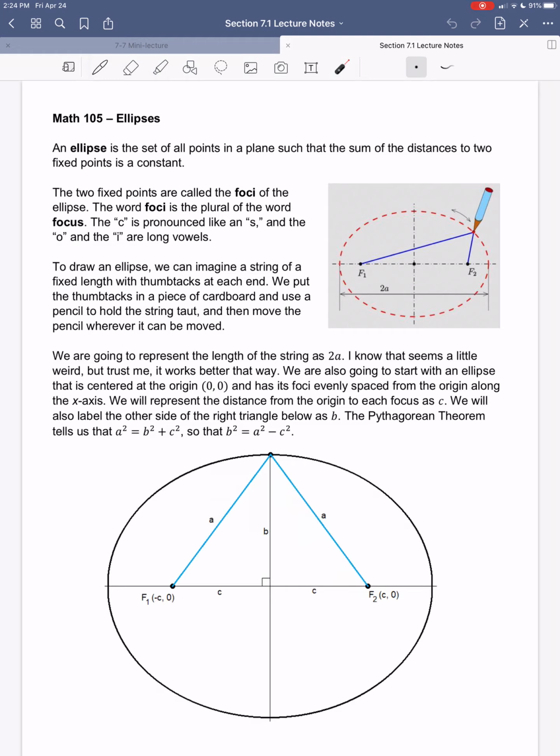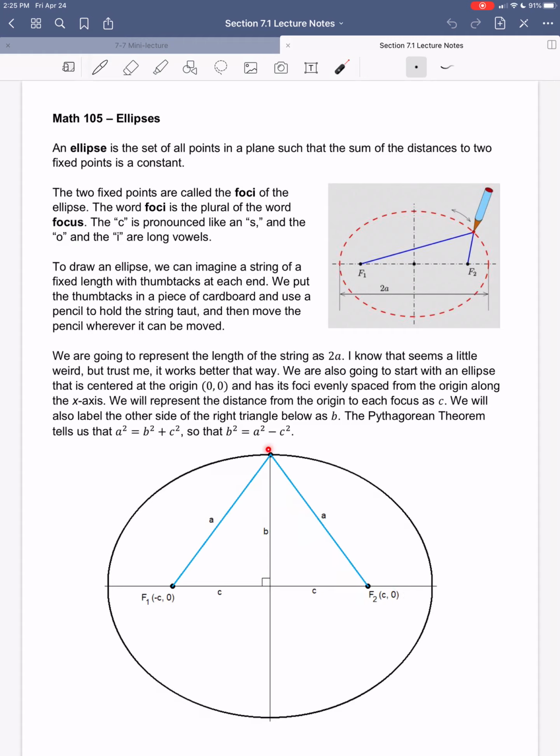We're going to start by assuming I have an ellipse that's centered at the origin, the point (0, 0), and it has its foci evenly spaced from the origin along the x-axis. We're going to represent the distance from the origin to each focus as c. So we see that down here. The center would be the point (0, 0). I have one focus that's c units to the left, so its coordinates would be (-c, 0). And then another focus is c to the right, so that would be (c, 0).